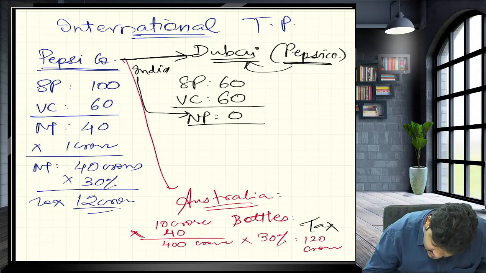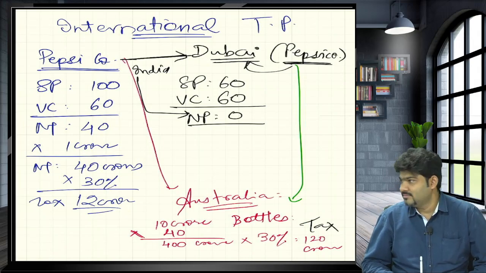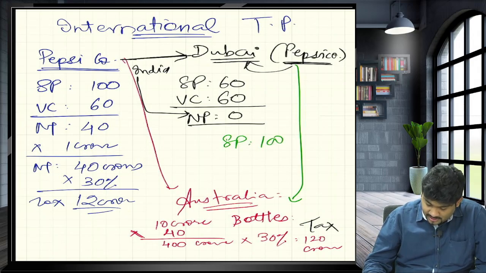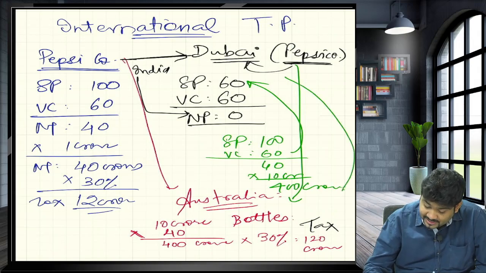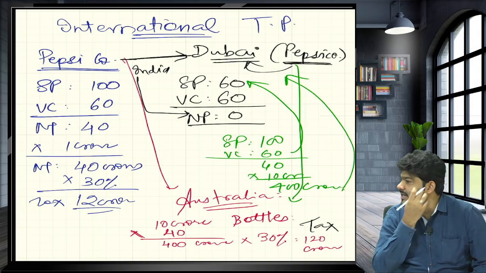And then they ask Dubai PepsiCo to sell it to Australia. Now they will sell it to Australia at 100 rupees. Variable cost for them is 60 rupees. So it is 40 into 10 crore bottles, so now they will earn 400 crore rupees. Who will earn 400 crore rupees? Dubai PepsiCo will earn 400 crore rupees. How much tax does it have to give? Nil, because there is no concept of corporate tax in Dubai.